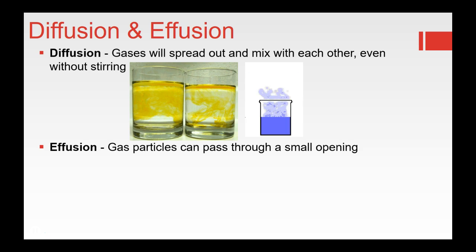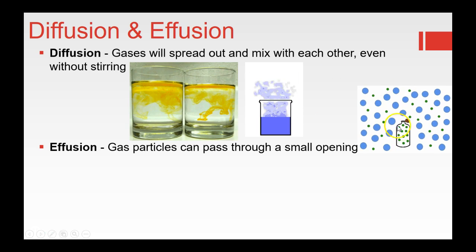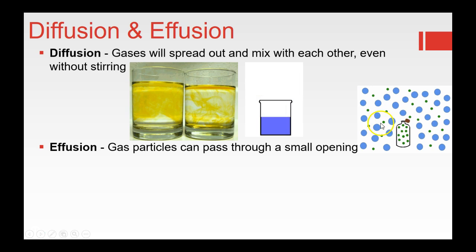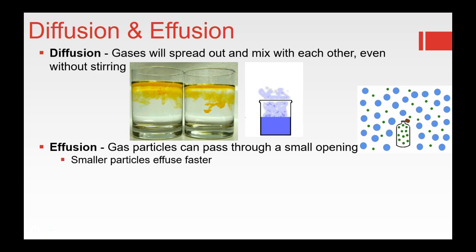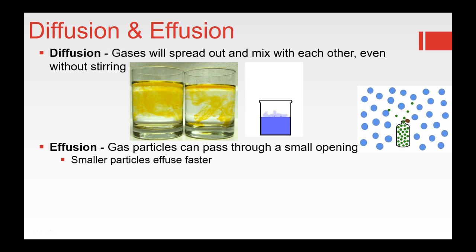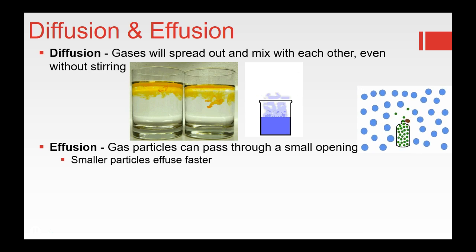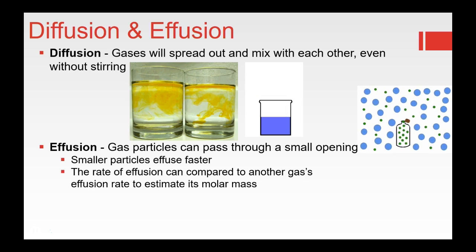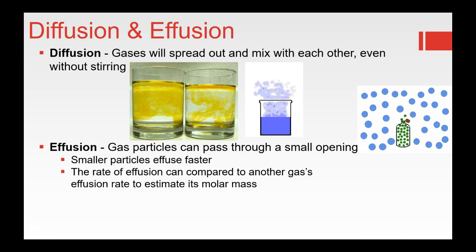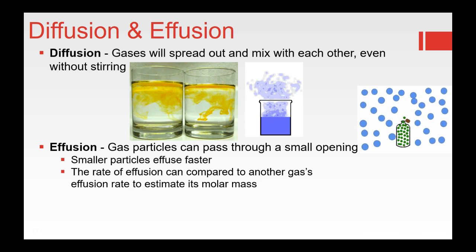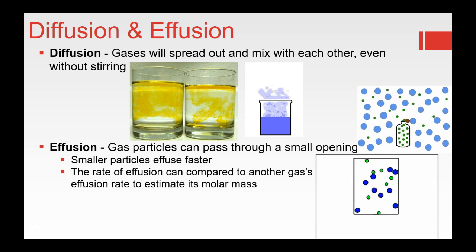Effusion, as I've mentioned before, is when gas particles pass through a small opening. So here we have a container. When you open it up, those gas particles slowly start to move out and spread out through the air. Now, a rule of thumb, a smaller particle is going to effuse faster. The smaller it is, the faster it's going to be going, faster it's going to be diffusing and effusing. The rate of effusion can be compared to another gas's effusion rate, and you can get a pretty rough, but accurate, estimate of its molar mass.